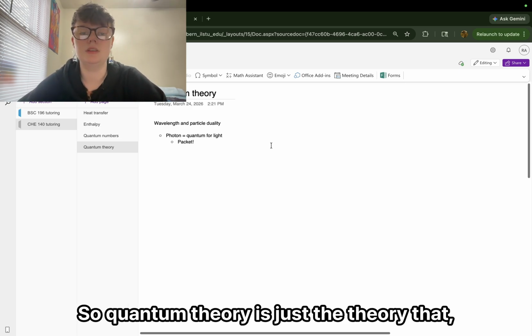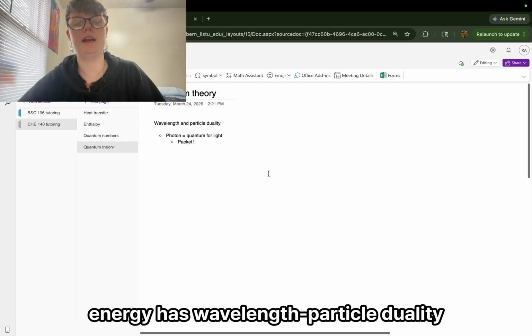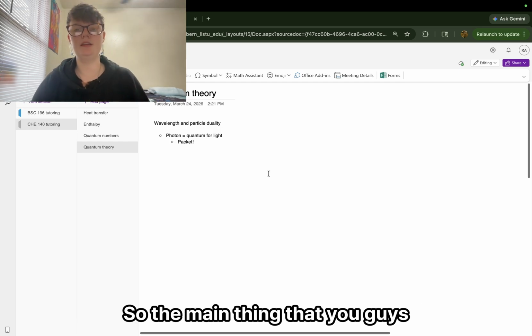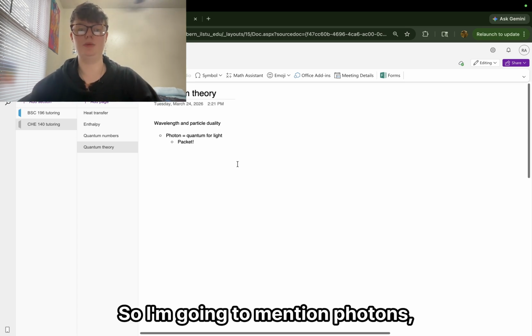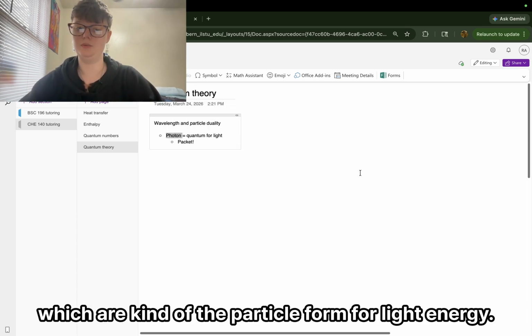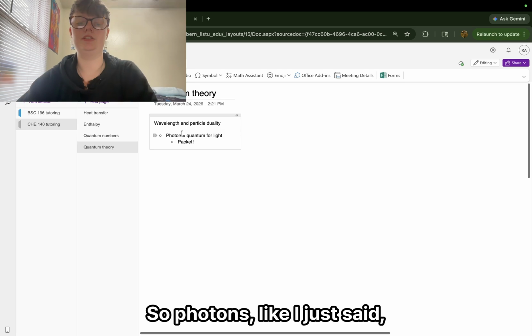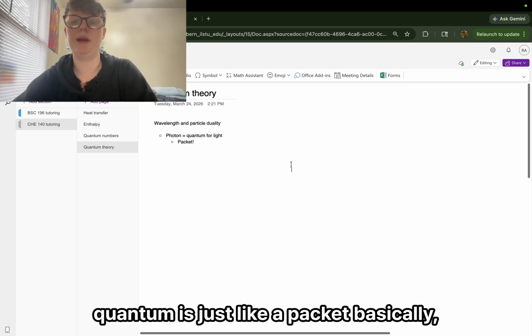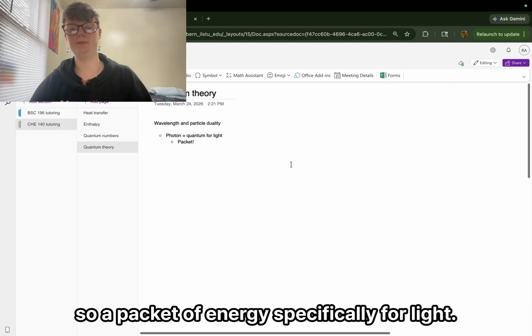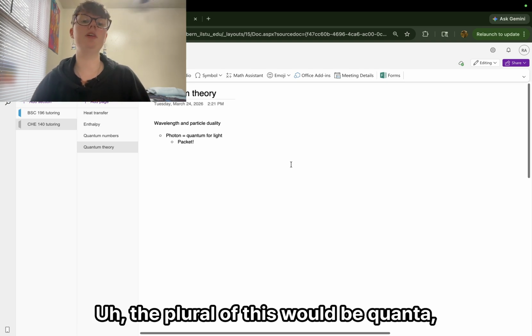Quantum theory is just the theory that energy has wave-particle duality. The main thing that you are learning about for energy and the quantum theory that goes with it is light. So I'm going to mention photons, which are the particle form of light energy. Photons are a quantum of light. A quantum is just a packet of energy, specifically for light. The plural of this would be quanta.